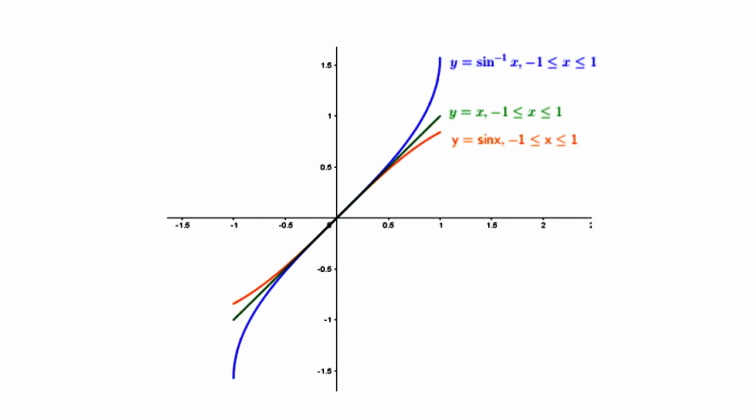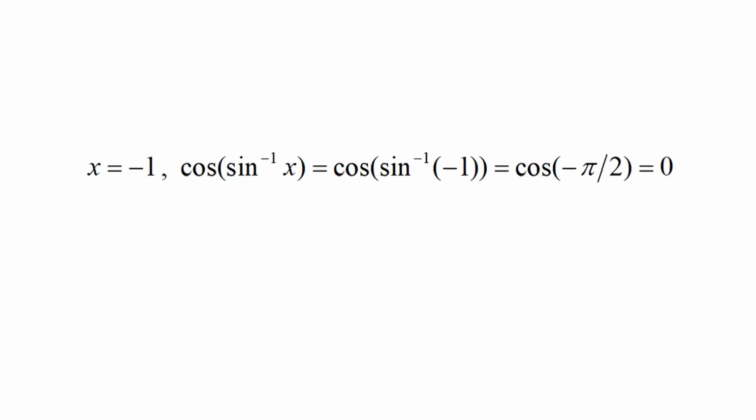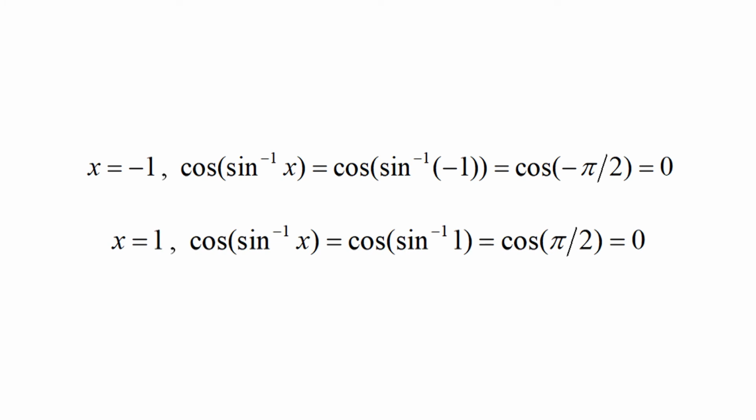The graph of y equal to sin inverse of x with minus 1 less than or equal to x less than or equal to 1 is drawn by taking the reflection of the graph of y equal to sin x in minus pi by 2 less than or equal to x less than or equal to pi by 2 about the line y equal to x. When x equal to minus 1, cos of sin inverse of minus 1 equals cos of minus pi by 2 equals 0, and when x equal to 1, cos of sin inverse of 1 equals cos of pi by 2 equals 0. Hence, we cannot expect y equal to sin inverse of x to be differentiable at x equal to 1 or at x equal to minus 1.